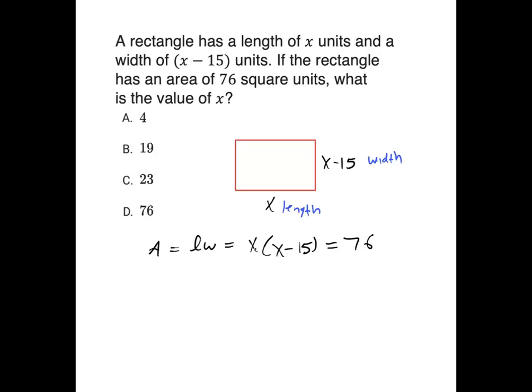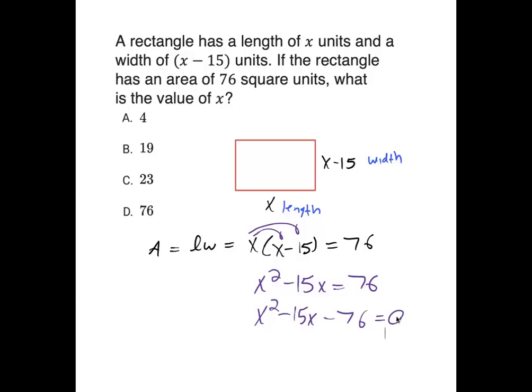This is actually a quadratic situation, and we can distribute x. So we'll have x squared minus 15x equals 76. And this is a quadratic. In other words, it has x squared and x. And the way to solve those is to get everything on one side equal to 0, preferably with the x squared side being positive.